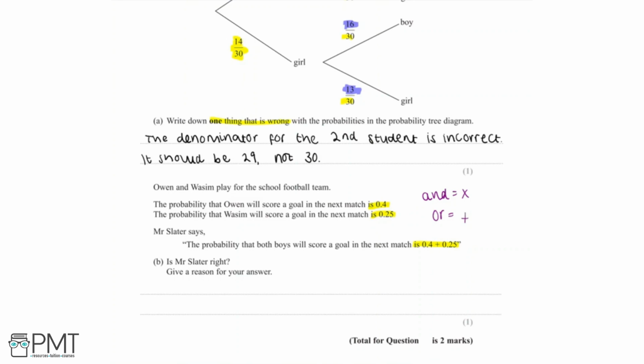So now Mr. Slater says that the probability that both boys will score a goal in the next match is 0.4 plus 0.25. But we know that this isn't correct, because the probability that both boys will score a goal means that Owen will score a goal and Wasim will score a goal. And so in order to find the probability that both boys will score a goal, we need to do 0.4 multiplied by 0.25, not 0.4 plus 0.25. And so we can write this down in our answer box below. And so this answer will get us the 1 mark needed to get full marks for part B.